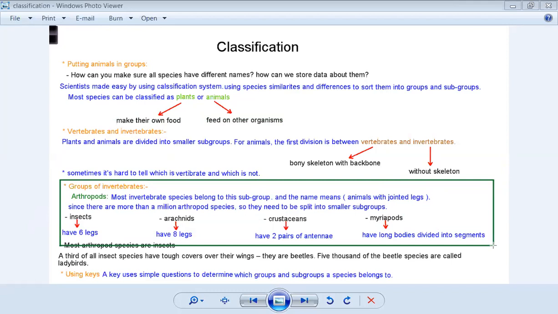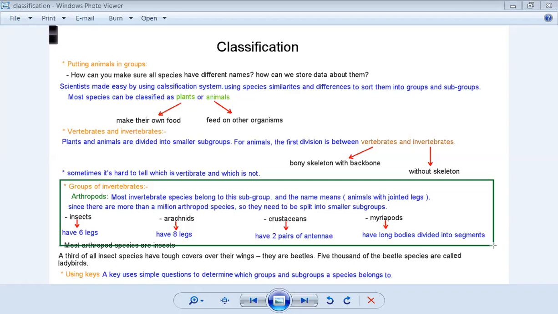Most of these insects, they don't have skeleton like animals, right? Yeah. Okay, so they are invertebrates. So most of these invertebrates belong to a subgroup called arthropods. And the name arthropod means animals with jointed legs.